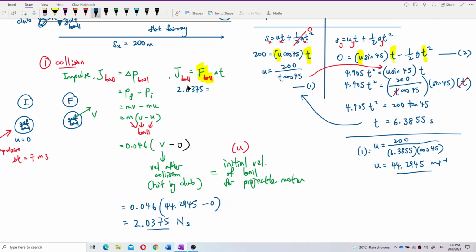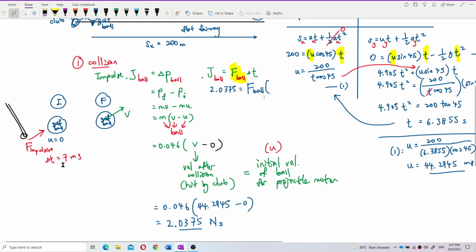the impulsive force on the ball and the time taken, the collision time. The collision time is 7 millisecond here. So put 7 exponent -3 for delta t. We can find the impulsive force on the ball, which is divided by 7 exponent -3. So the answer is 291.08 Newton. That's the answer.